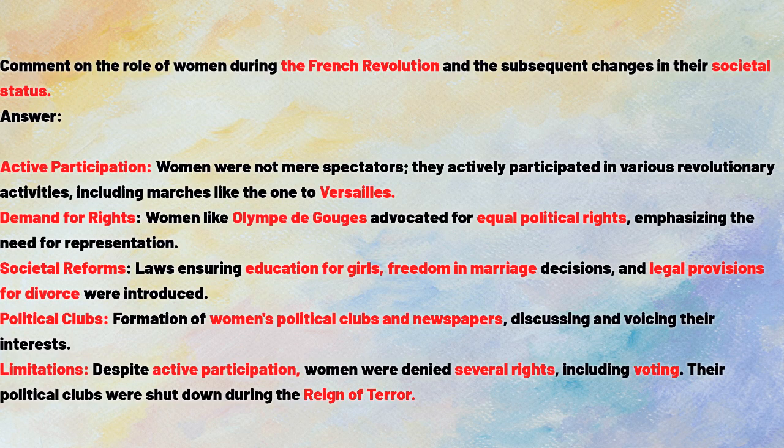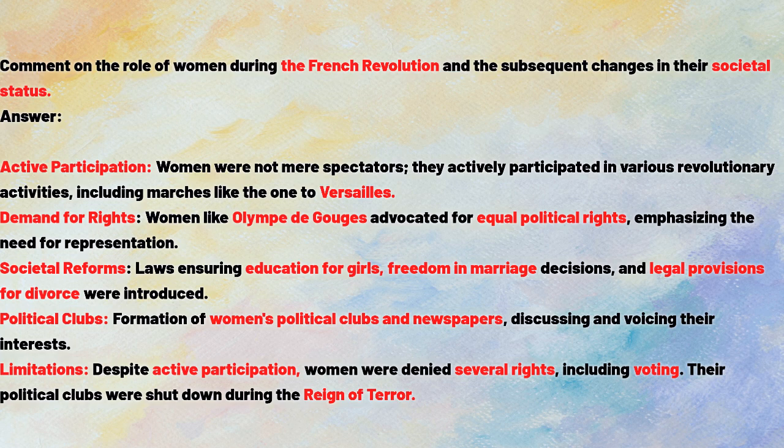Answer: active participation. Women were not mere spectators, they actively participated in various revolutionary activities, including marches like the one to Versailles. Demand for rights: women like Olympe de Gouges advocated for equal political rights, emphasizing the need for representation. Societal reforms: laws ensuring education for girls, freedom in marriage decisions, and legal provisions for divorce were introduced. Political clubs: formation of women's political clubs and newspapers, discussing and voicing their interests.